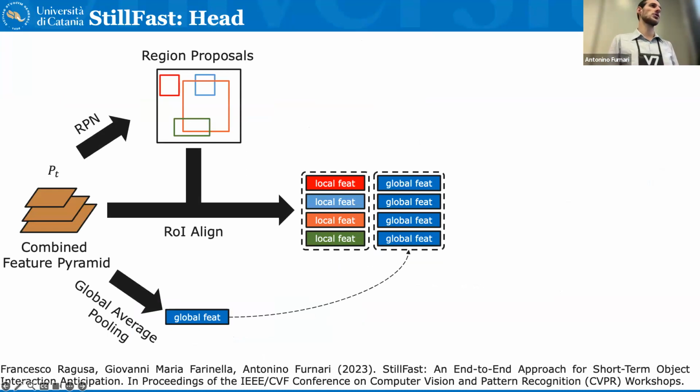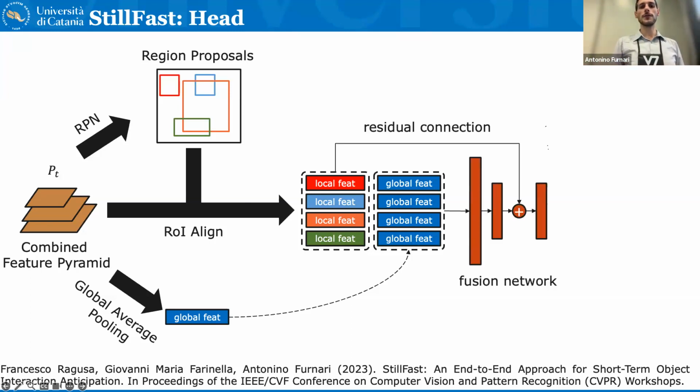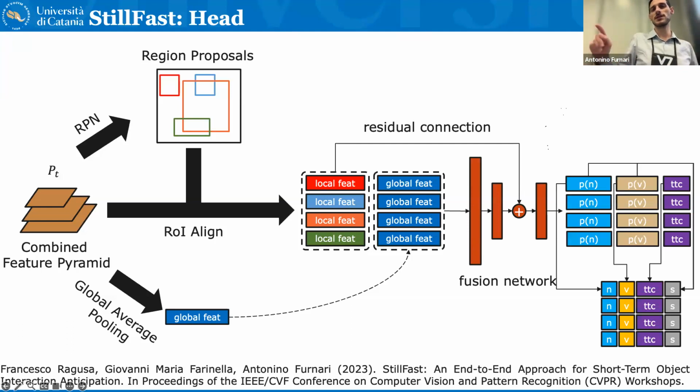And this is good to obtain an understanding of what the scene is telling you about some kind of prior of what the next action could be. So for instance, if there is a sink in front of you, even before detecting objects, you can understand that probably the next action is going to have something to do with water or with the tap. And then we fuse the local and global features with a residual connection. And after that, we predict for each of these boxes the noun, the verb, and the time to contact.